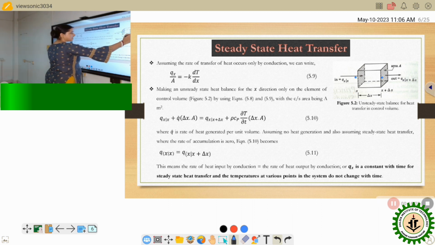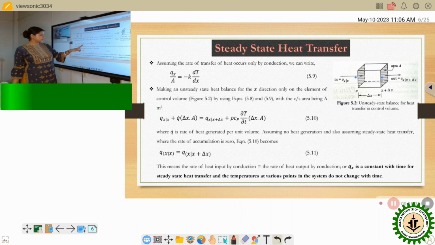So Qx at x plus delta x is the heat content or heat present within this region, that is at the region of x plus delta x. So that is your heat coming out of the system plus heat accumulated within the system. This heat accumulated within the system is nothing but the enthalpy within the system. This enthalpy is given by the formula mCp delta T. Here Cp means specific heat.